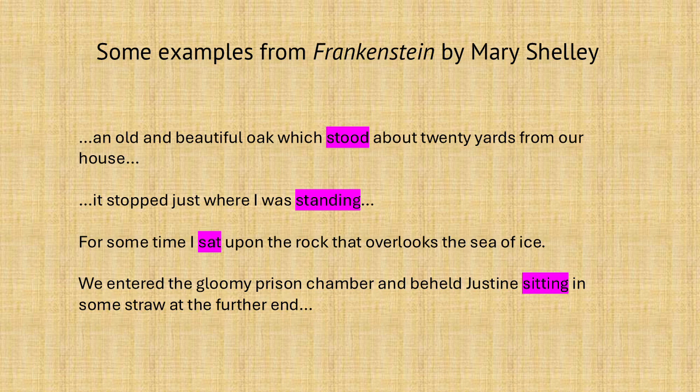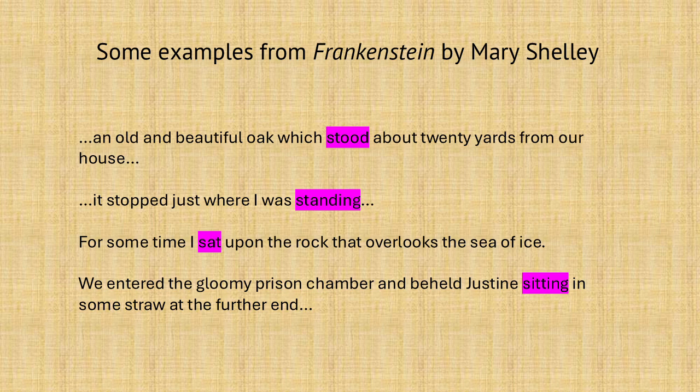Then we have, it stopped just where I was standing. So this time we have a present participle, I was standing. Then we have, for some time I sat upon the rock that overlooks the sea of ice. Again, peel away all the extra words and we have I sat. It's very simple because it's the simple past.